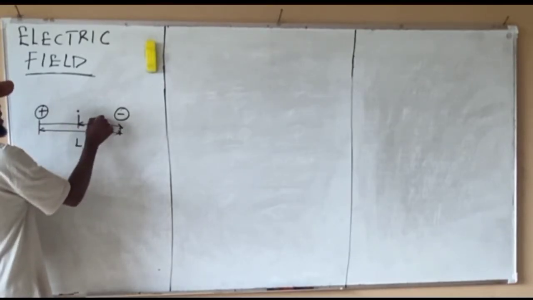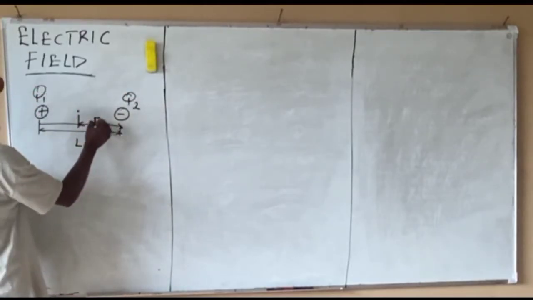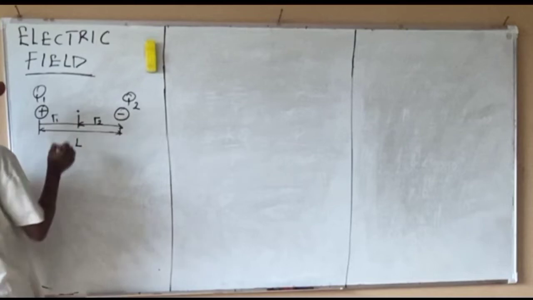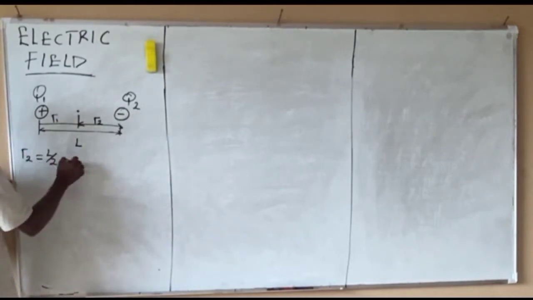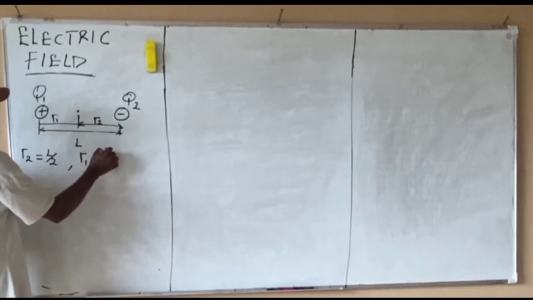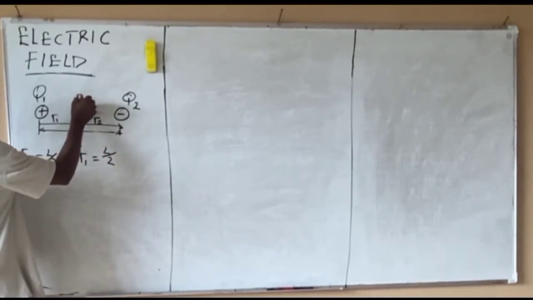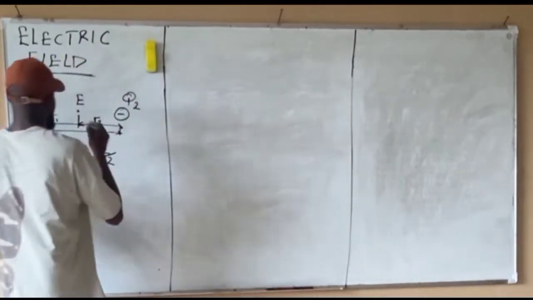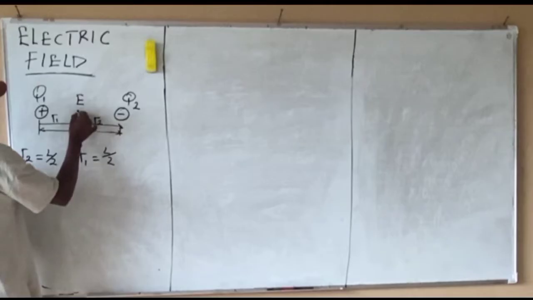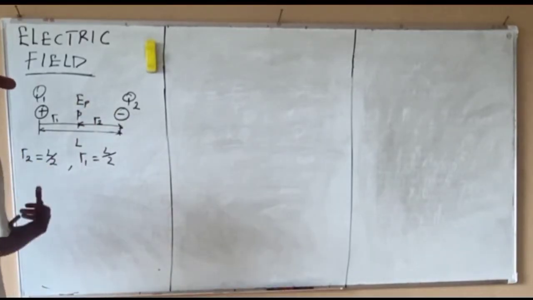So let's take one as Q1 and the other as Q2, with distances r1 and r2. So r2 is the same thing as L over 2, then r1 is the same thing as the full distance divided by 2. Since it's the midpoint, what is the electric field at this point? Let me call the midpoint point P. So what will be the electric field at point P? That's what I'm trying to look at now.